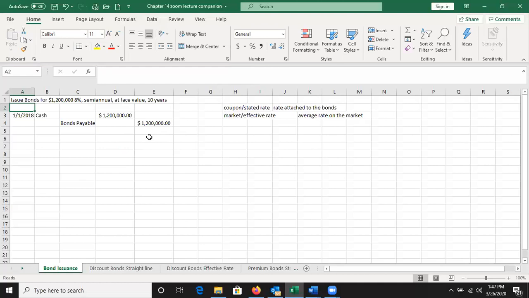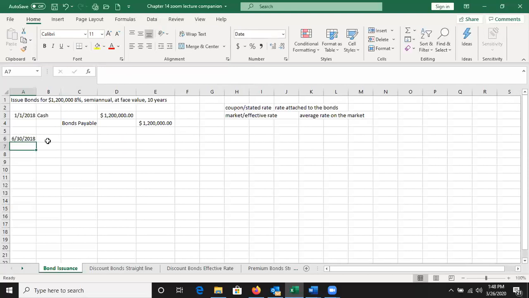Okay. Now, the bonds are semi-annual. That means semi-annually, we pay interest to those who bought our bonds. So we'll say June 30th rather than July 1st. 6 months, okay, roughly. June 30th, 2018, we have to pay interest. So our first interest payment.